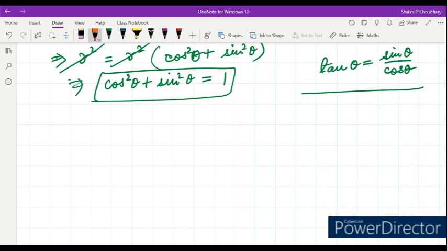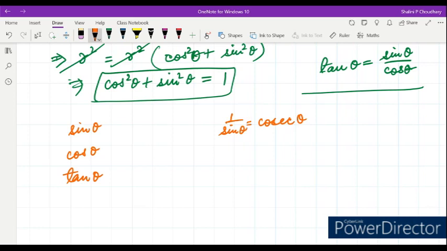And one more thing that I want to tell you, inverse of sine is also available. So there are not only three things like sine theta, cos theta, tan theta, right? Inverse of sine, cosec theta, that is basically 1 upon sine theta.